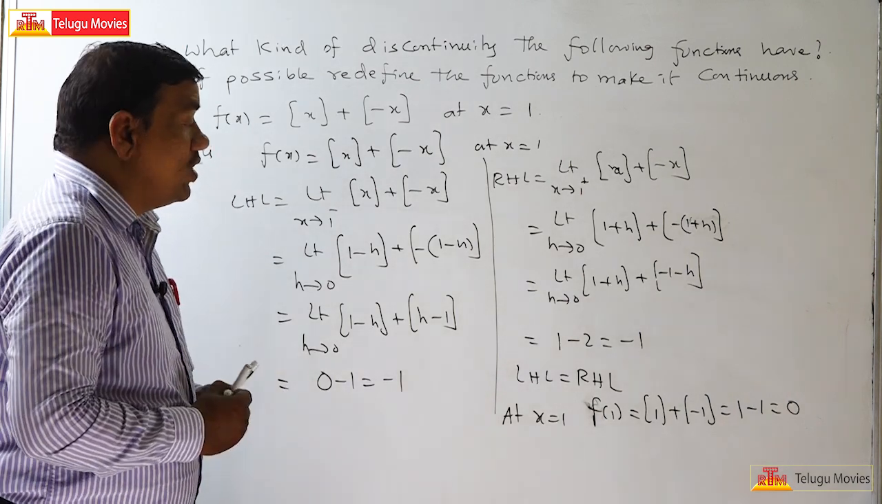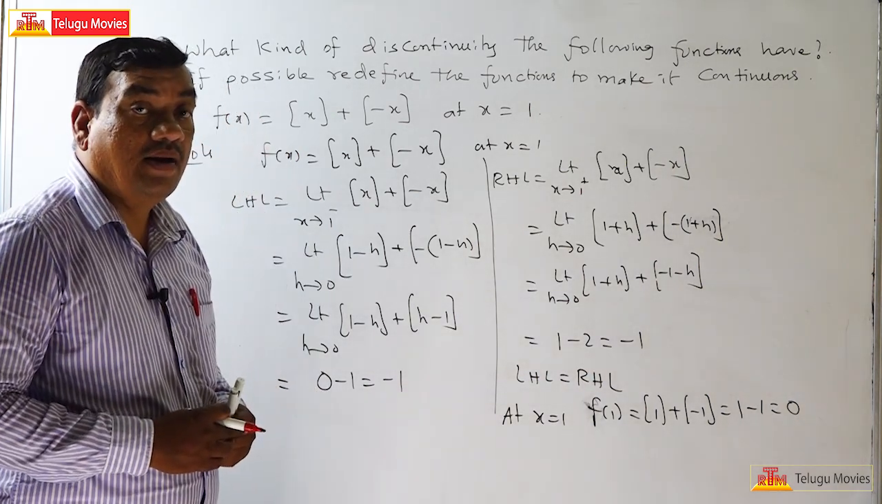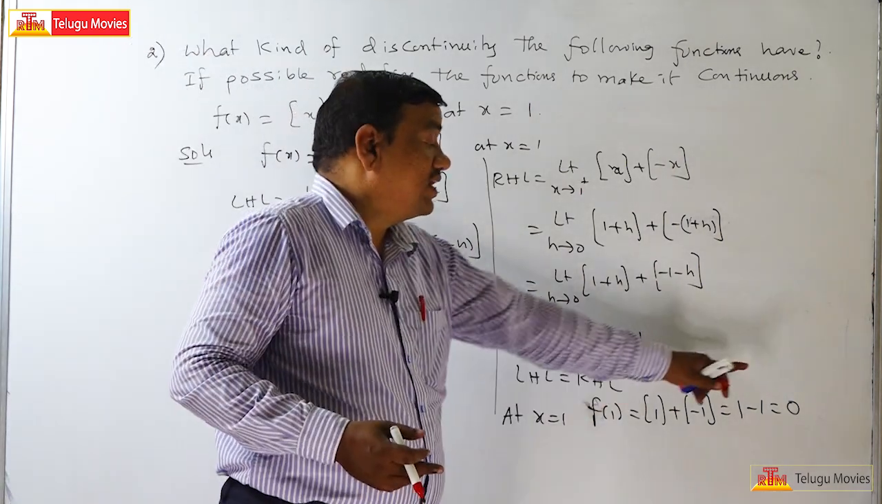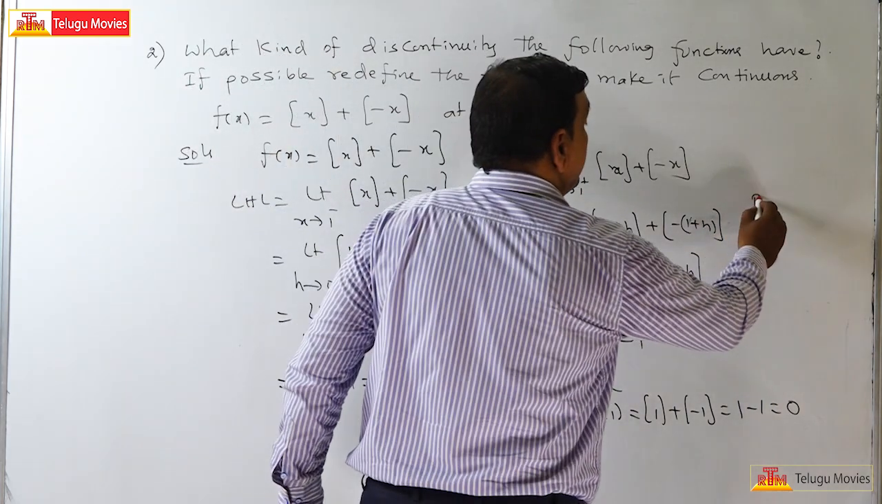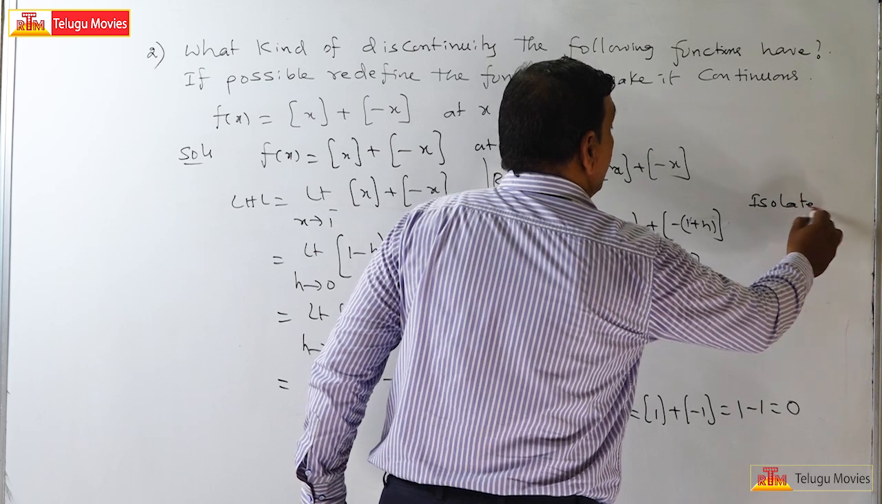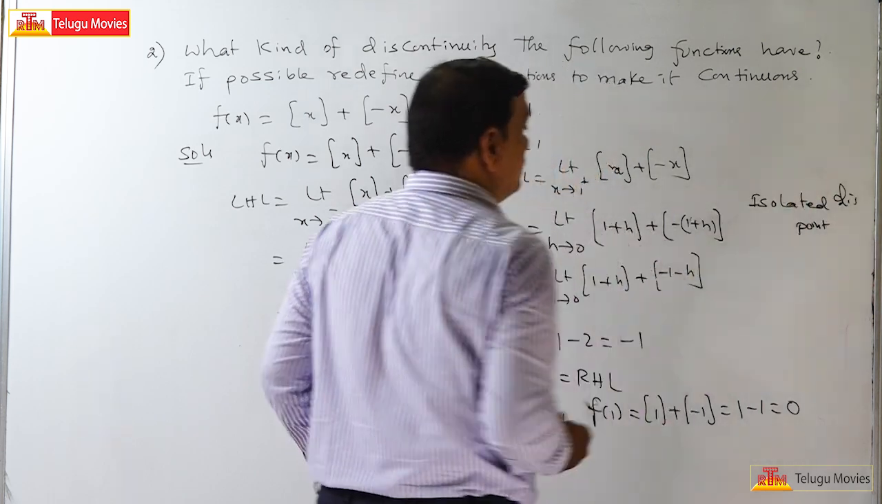So, the left hand side limit and the right hand side limit are equal, but at x equal to 1, the functional value is 0. So, this is called an isolated point discontinuity.